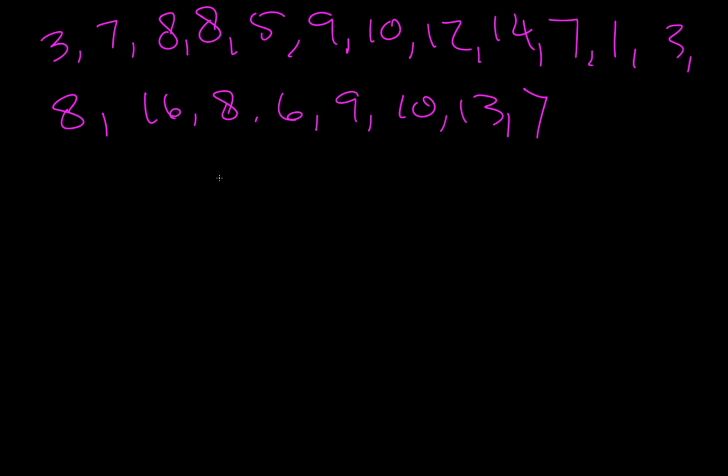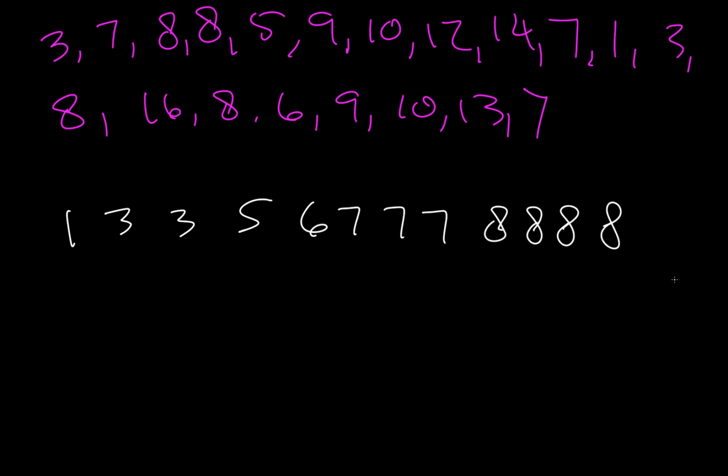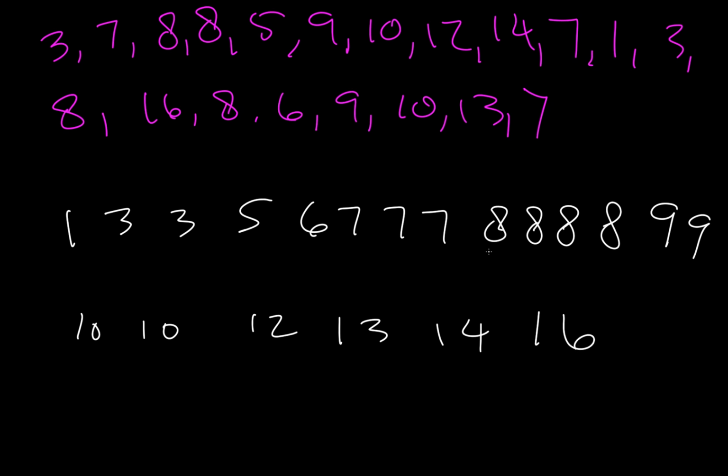Now writing this in order is helpful. So we're going to write 1, 3, 3, 5, 6, 7, 7, 7, 8, 8, 8, 8, 9, 9, 10, 10, 12, 13, 14, 16. All right, we should have 20. 1, 2, 3, 4, 5, 6, 7, 8, 9, 10, 11, 12, 13, 14, 15, 16, 17, 18, 19, 20. Okay, we got them all.